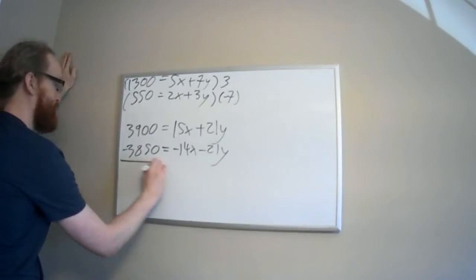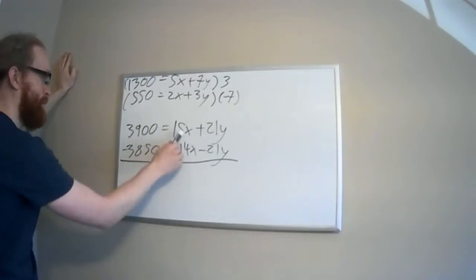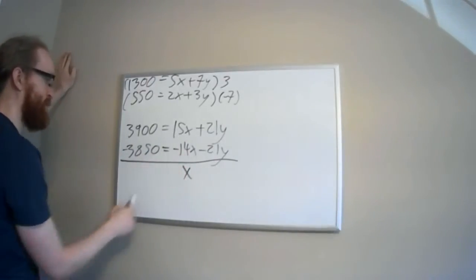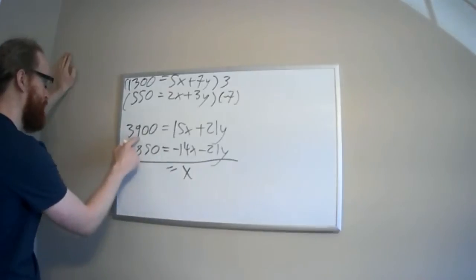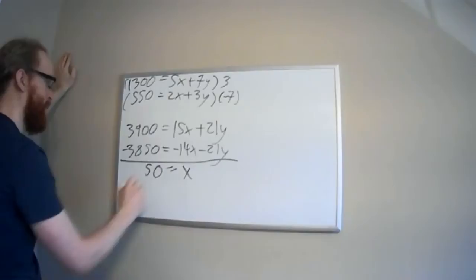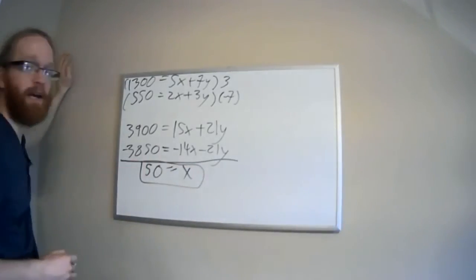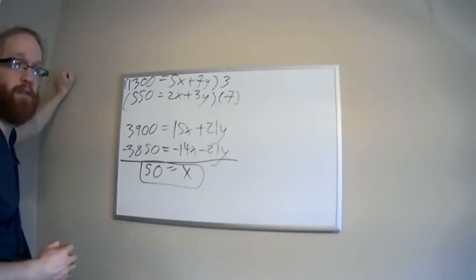And I now just need to add them together. The 21s will cancel. This will give me x. 15 minus 14 is 1, so I just get x. And 3,900 minus 3,850 is 50. So x has to be 50. Right away, I know x is 50. I need to make 50 small sandwiches.